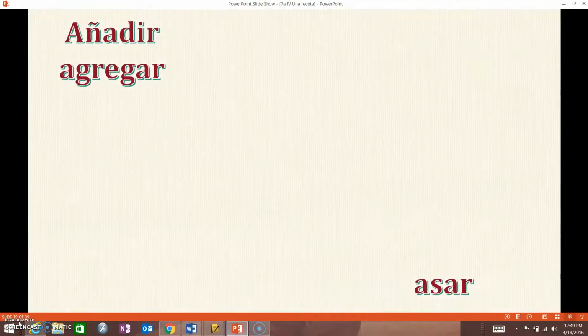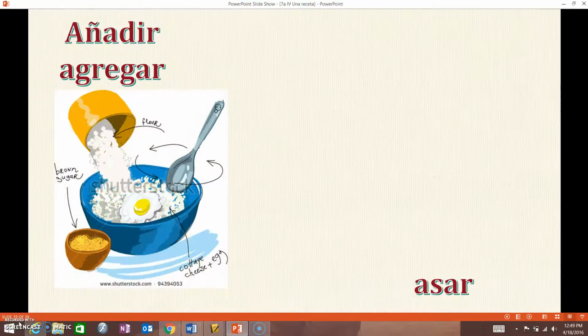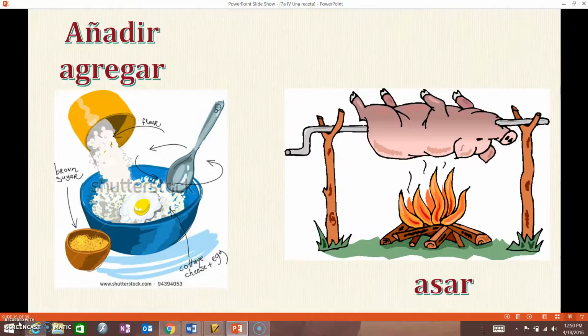Verbos. These are all verbs you will need for cooking. Los verbos para cocinar. Añadir or agregar. Si tienes una receta, necesitas agregar muchos ingredientes. Agregar o añadir, to add. Asar es como el dibujo aquí, el cerdo está asado. Asar, to roast. You can roast on an open fire or you can roast in your oven.